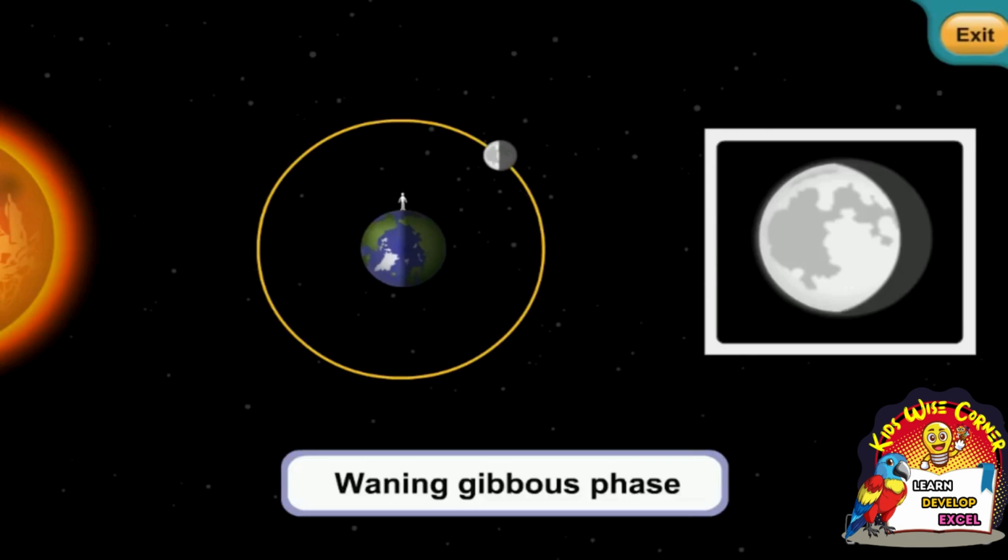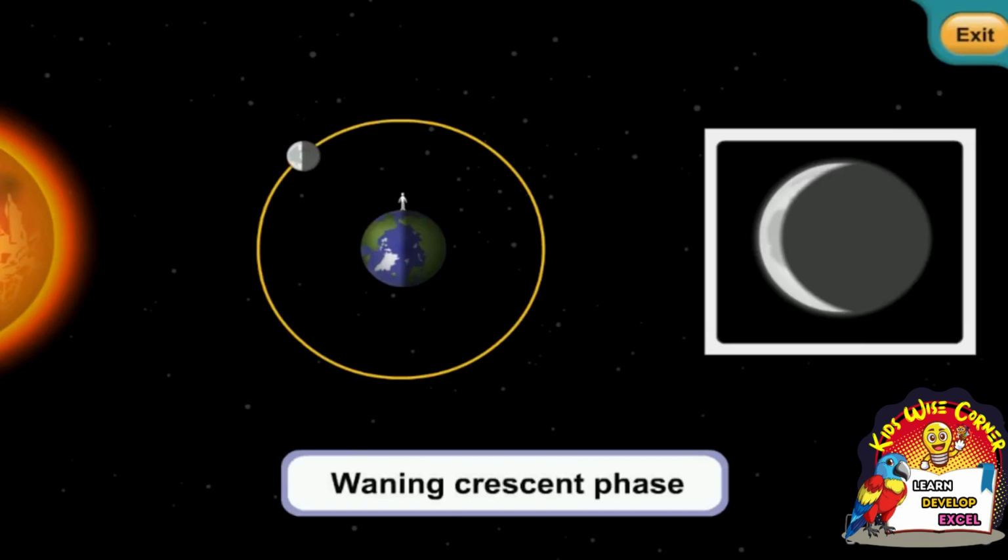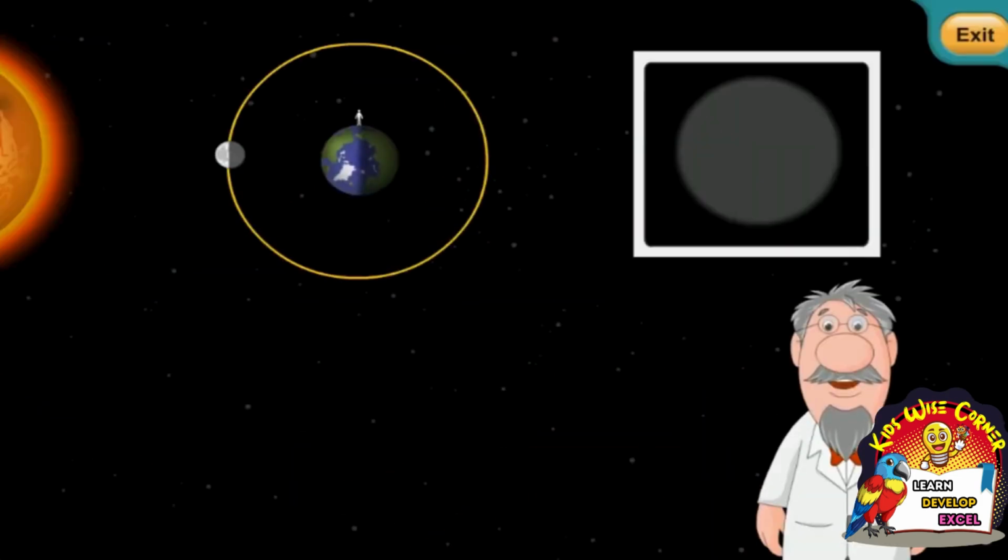But it's not. In the third quarter phase, the left half of the moon appears lit, and the right side of the moon appears dark. During the waning crescent phase, the moon looks like a crescent. This moon signals the beginning of a new cycle and means that you will see the new moon in a few days. Here is a quick quiz on the lunar cycle.